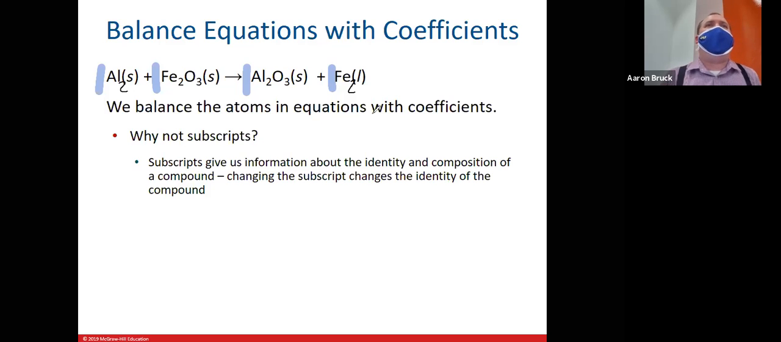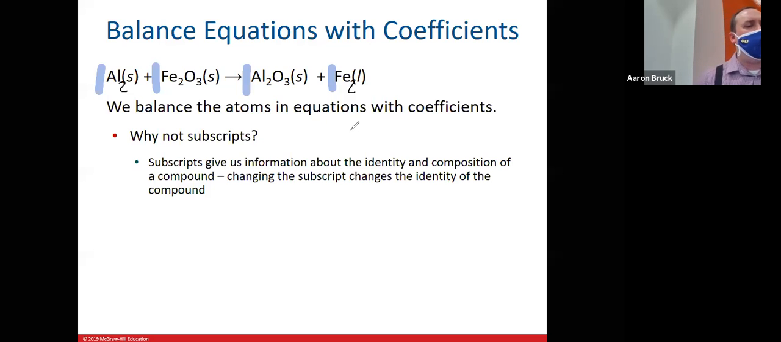Because we have to remember what a chemical formula is. A chemical formula tells us the exact identity of the substance in question. How many atoms there are, what the relationship between one element and another is in the compound. If I start playing around with subscripts to get things to match up, I change the identities. Now, in this case, it seems like somewhat of a moot point. Okay, what's the difference between 2 aluminums and 2 irons?